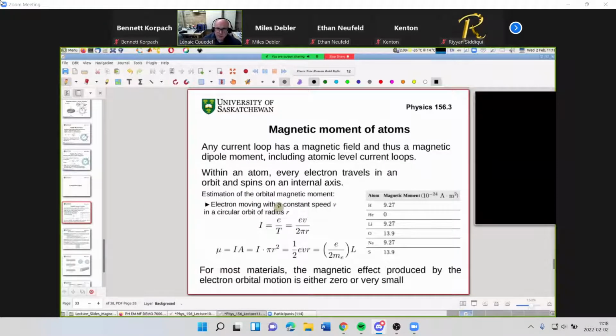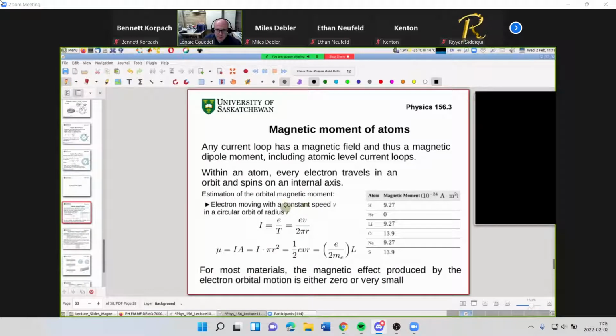So as I told you before, any current loop has a magnetic field and thus a magnetic dipole moment, and that includes atomic level current loops. So as a very simplified image of an atom, every electron travels in an orbit and spins on an internal axis. Okay, so you can estimate the orbital magnetic moment.